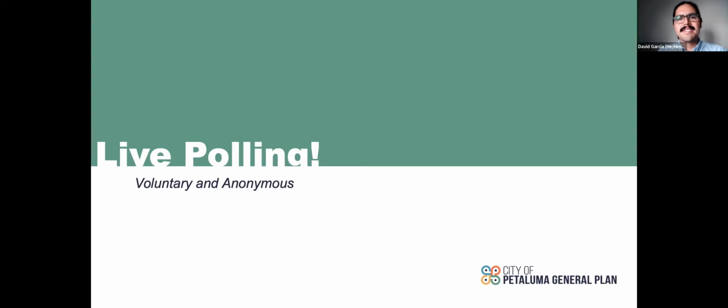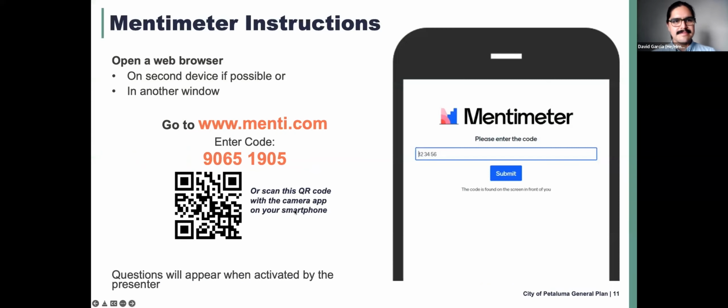Hi, everyone. My name is David Garcia. I'm an associate planner for the city of Petaluma, and we're going to work together on some live polling. So before we jump into it, I want to note that all of this live polling is voluntary and anonymous. So just keep that in mind. We'll be using a platform called Mentimeter. So if this is your first time using it, hopefully it's going to be a fun way to provide some input. Christina, if you can go to the next slide, please.